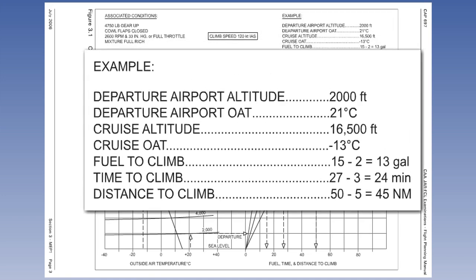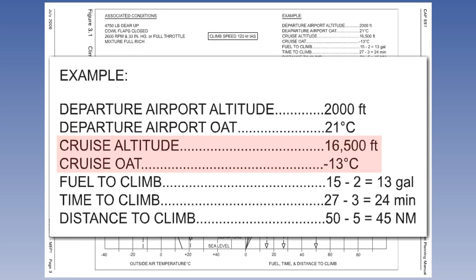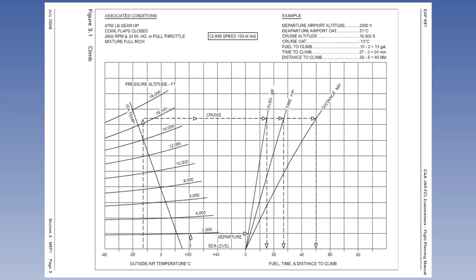Using the examples shown on the graph, we will assume a climb from mean sea level. Enter the graph with the cruise outside air temperature, in this case -13 degrees Celsius, and go vertically to the cruise altitude of 16,500 feet. Go horizontally to intercept the fuel, time and distance curves. From each of those curves, go vertically down to read off the relevant figures on the bottom scale. In this case, 15 gallons, 27 minutes, and 50 nautical air miles.